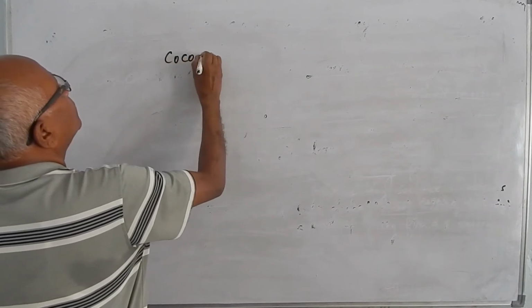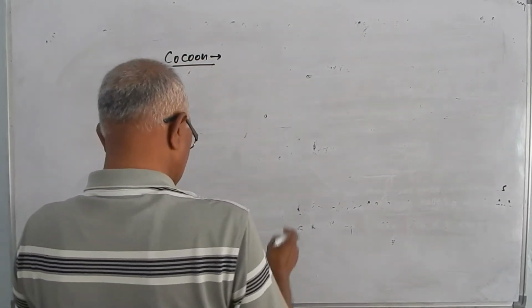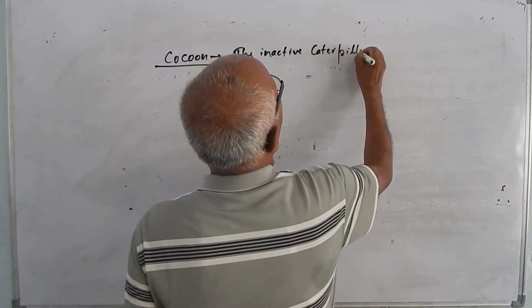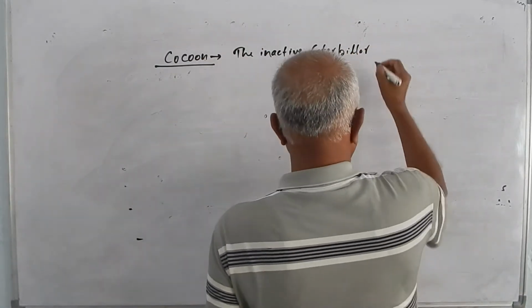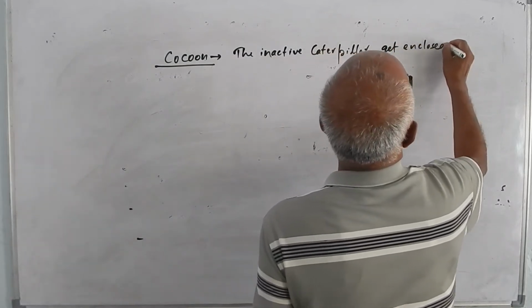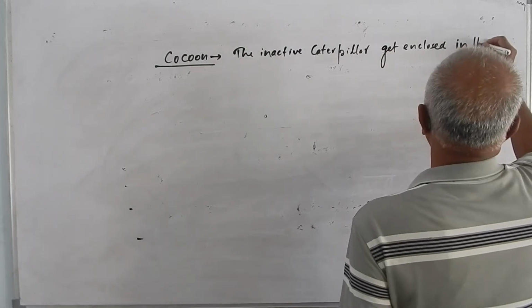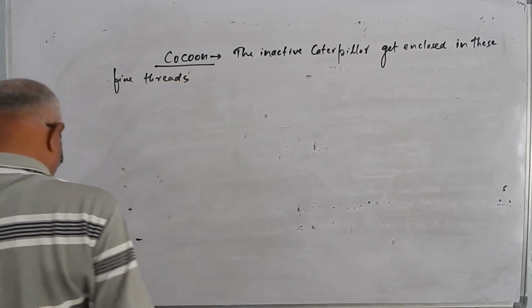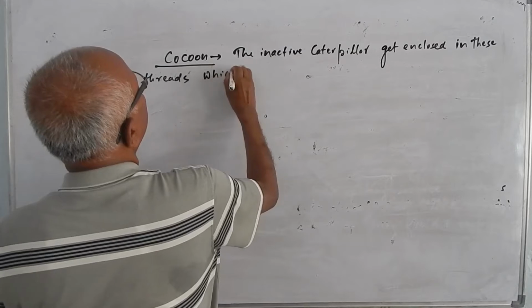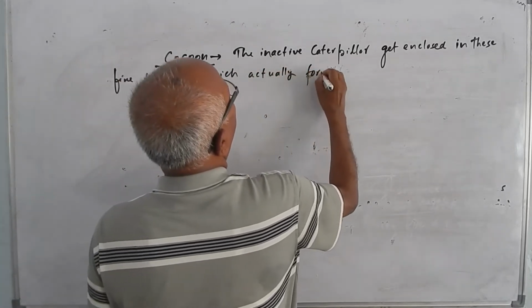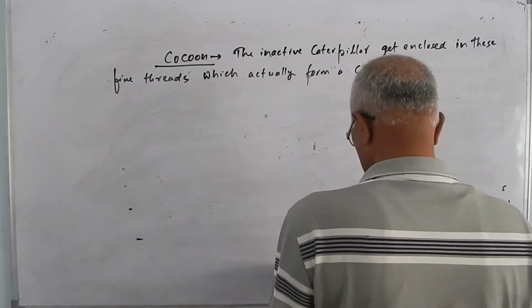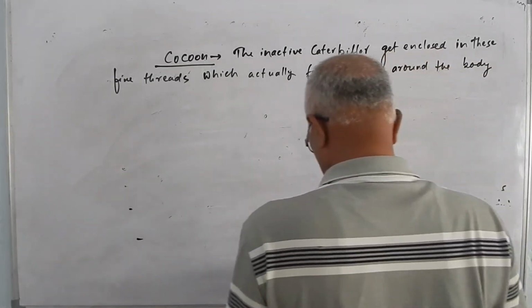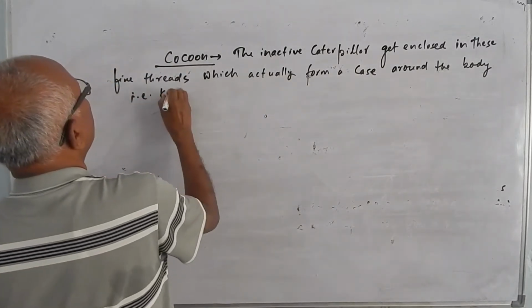So what is the cocoon? Mainly the inactive caterpillar gets enclosed in these fine threads, which form a case around the body, that is known as the cocoon.